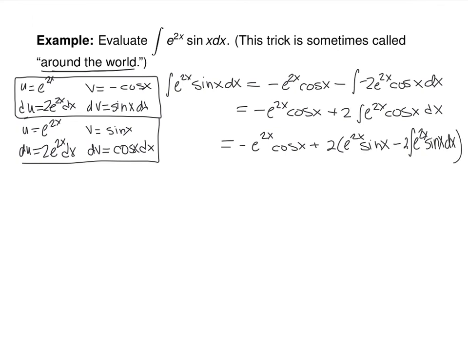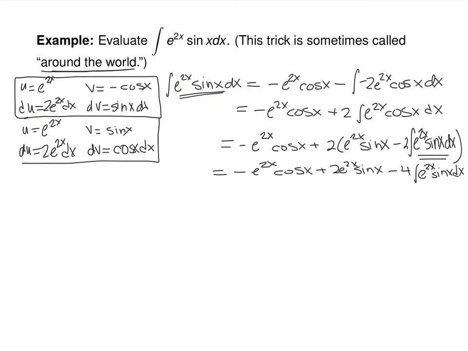Now don't operate blindly. Notice that the thing inside your integrand is back to what it was in the beginning. Now that's key. That's when you sort of stop. So first let's distribute the 2. So we have negative e to the 2x cosine of x plus 2 e to the 2x sine x minus 4 integral e to the 2x sine x dx. And now here's the clever step.